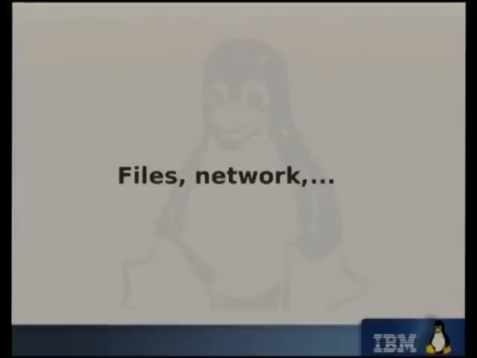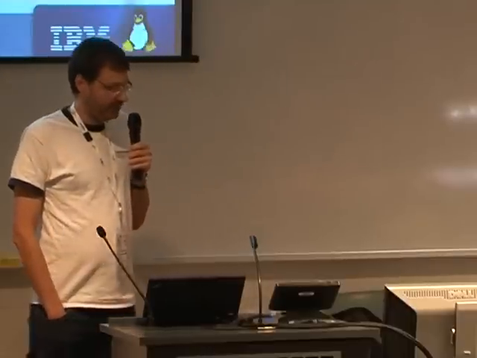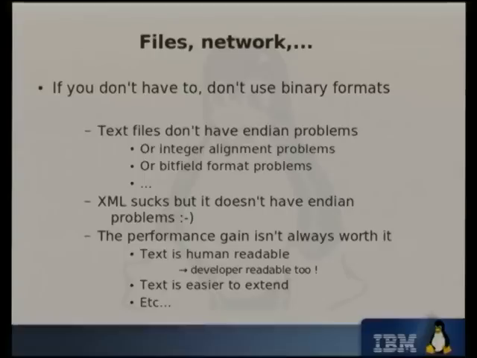Now, an aspect of the problem here that is probably a little bit more well-known or expected by people is what happens on files and network when we start exchanging information with the outside world. It's a fairly simple problem. You do not have to use binary formats most of the time. In fact, text files are really great. They don't have endianness problems. They don't have alignment problems, bit field format problems, and all sorts of issues that binary formats have.